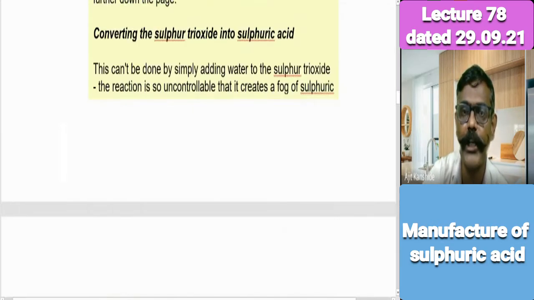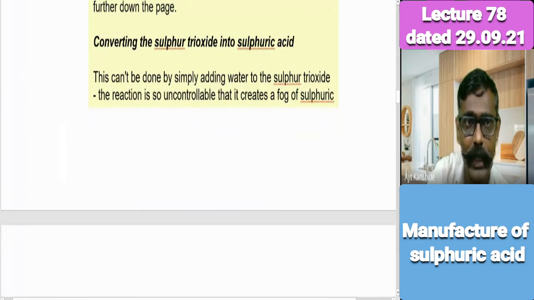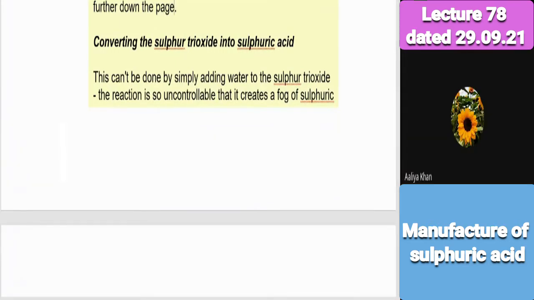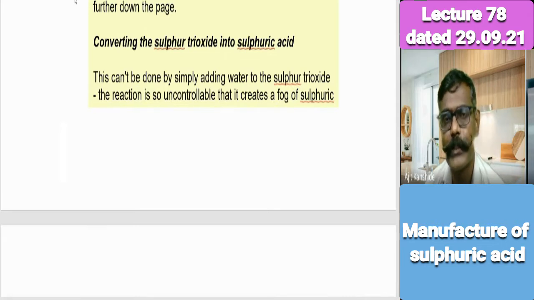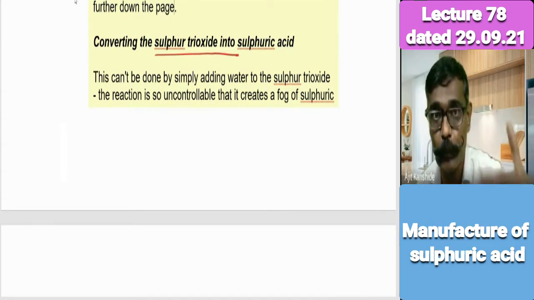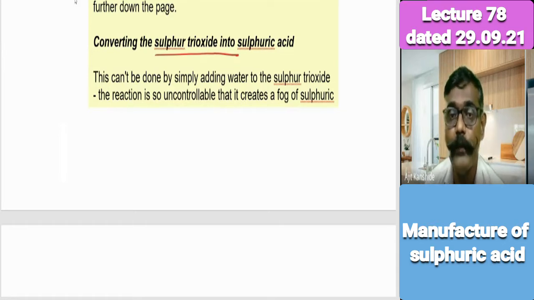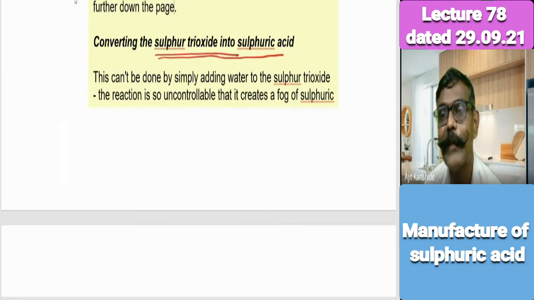Now see, let us understand the conditions. Up to here, I am asking you, is it clear what I discussed? I am discussing it again. Yes, sir. Okay, good. Now see, the first step is the conversion of sulfur dioxide, first step is SO2 formation. Second stage, SO3 formation. Third stage, now I'm talking about sulfur trioxide to sulfuric acid.